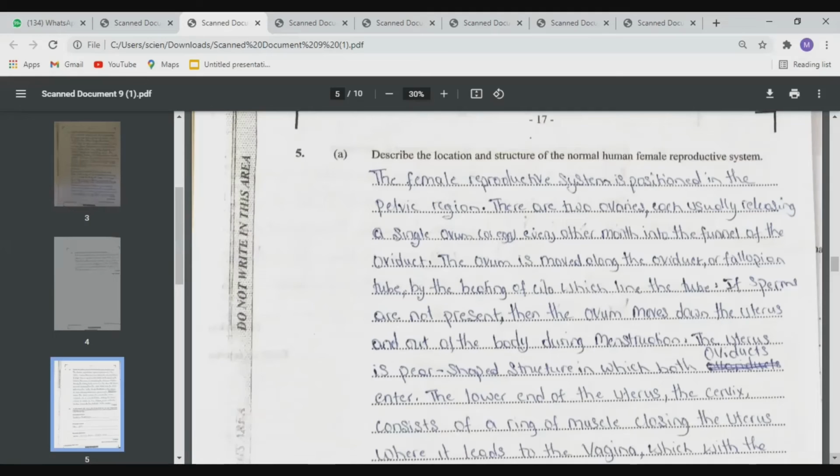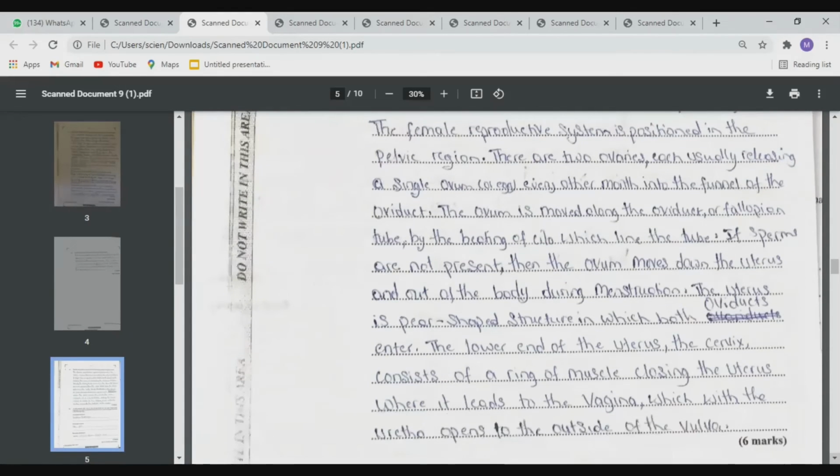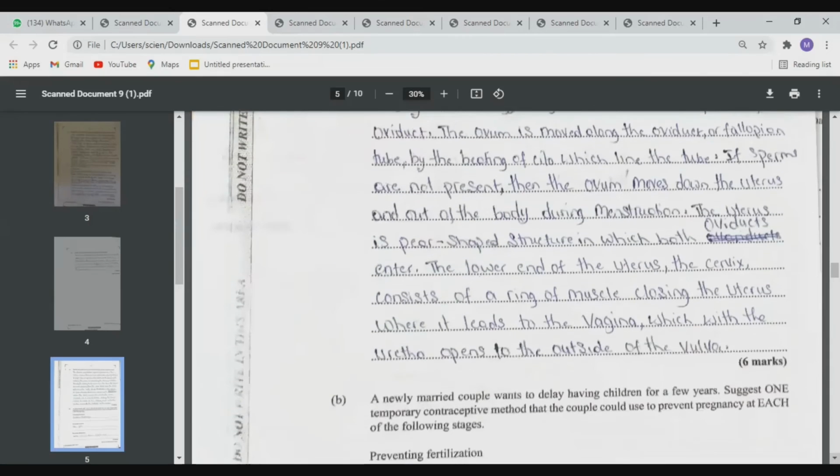The uterus is a pear-shaped structure in which the oviduct enters. The lower end of the uterus, the cervix, consists of a ring of muscles closing the uterus, where it leads to the vagina, which with the urethra open to the outside of the vulva.